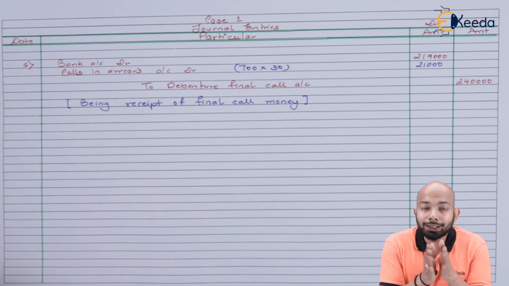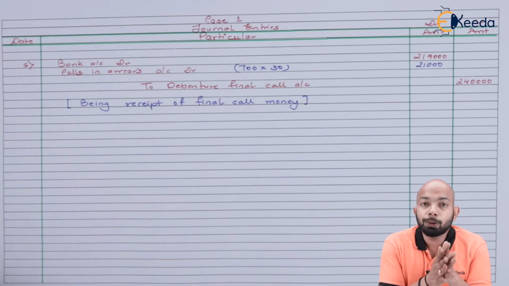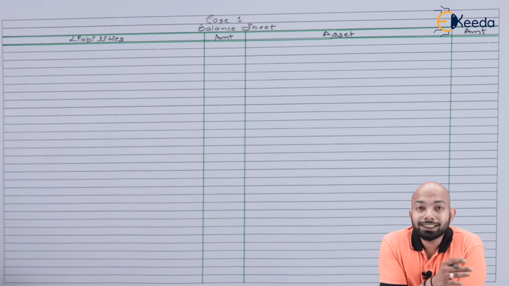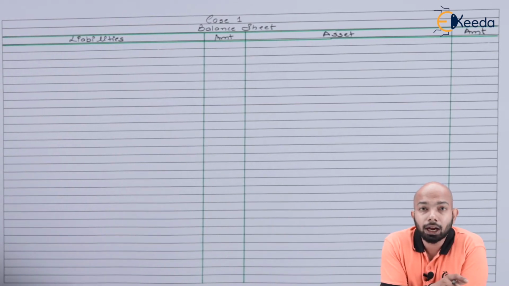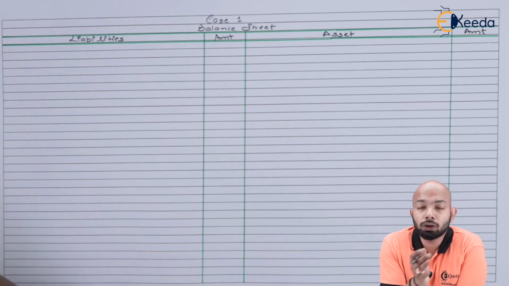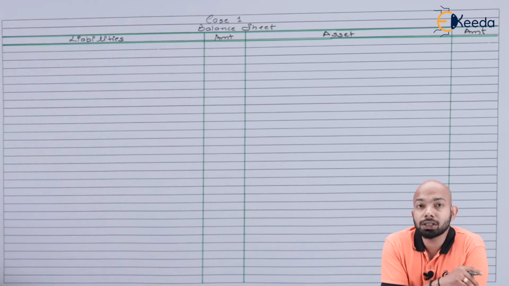Now that we have mentioned this thing here, the next part is to prepare the balance sheet. So let's start with the balance sheet now. While we are calculating the details of the balance sheet, the first thing that we will be totaling up is the bank account details. That means the bank account total on the asset side. So let's figure out how much is the total.